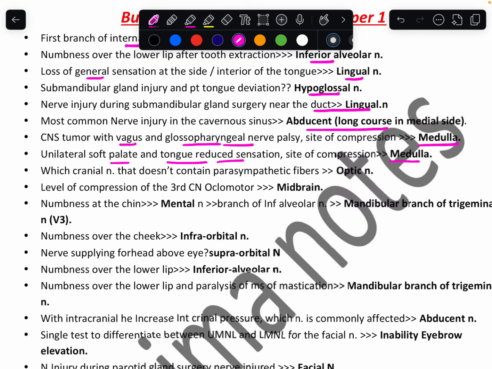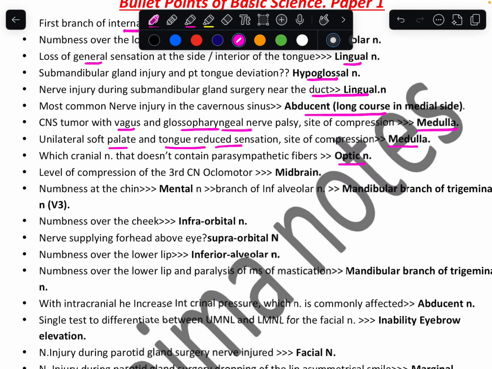Which cranial nerve doesn't contain parasympathetic fibers? Olfactory and optic. The third nerve contains parasympathetic fibers, the ciliary. It is not just optic. Fourth, trochlear, and sixth, lateral rectus, also don't have parasympathetic. These are motor nerves.